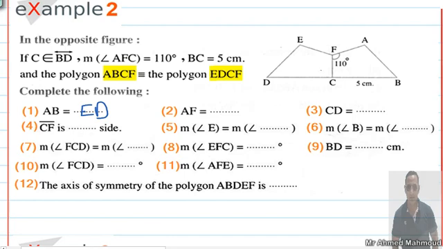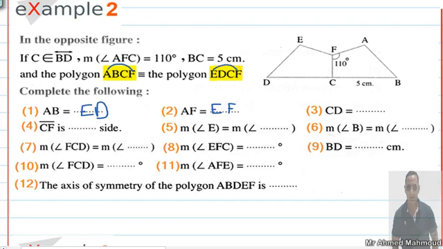AF equals what? Another way: AF here equals EF. I'm sorry, it's wrong. It's EF. Yes, AF equals EF.